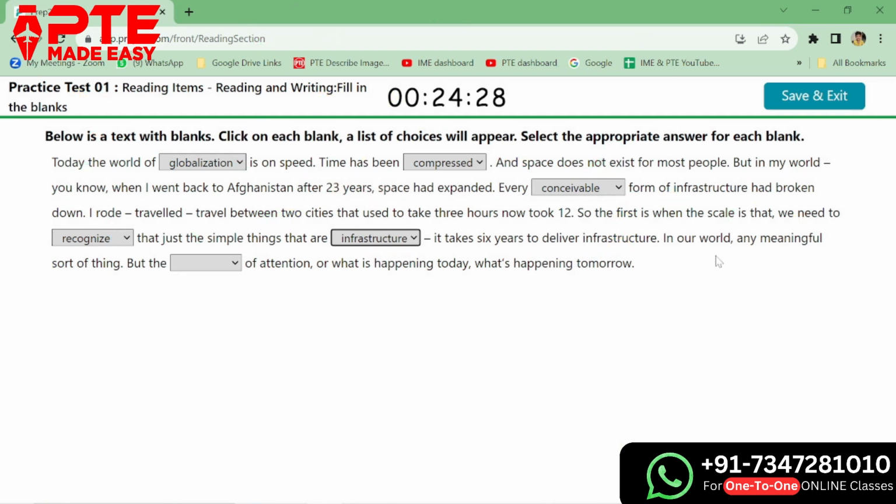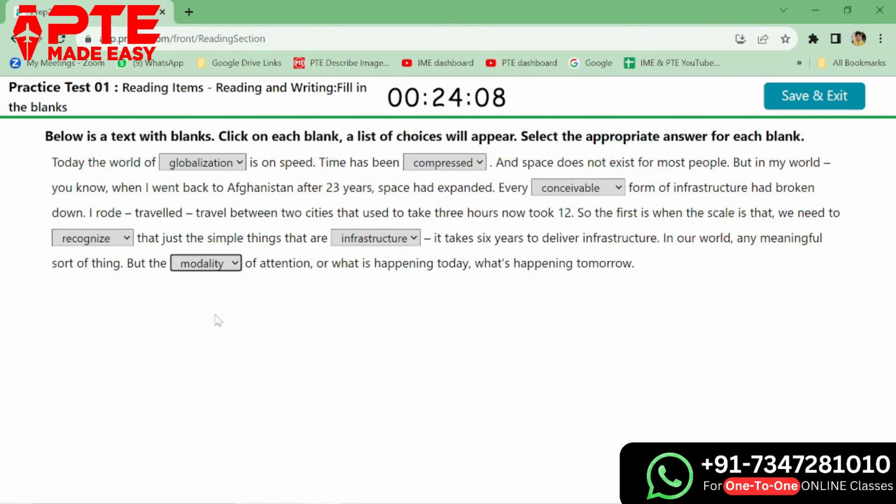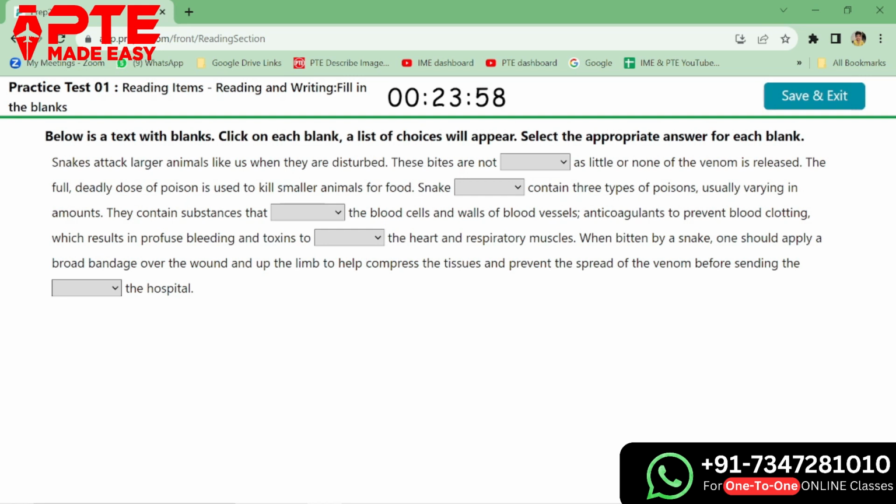In our world, any meaningful sort of thing, but the dash of attention or what is happening today, what's happening tomorrow. But what they are clearly talking about is the modality, the modality of attention, not posture of attention. Moderate cannot come, transport cannot come. So the most suitable option here is modality. What exactly? What is the present scenario? Okay, so the modality of attention is what is happening today, what's happening tomorrow. So we need to do fill in the blanks like such, drop down blanks like such only.